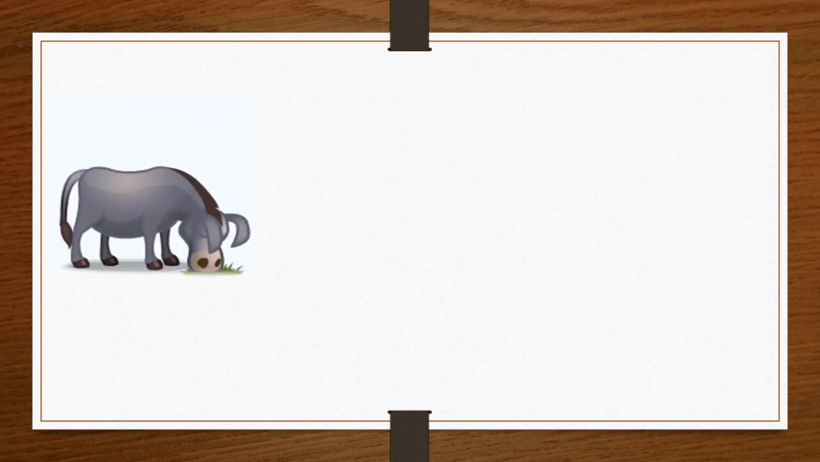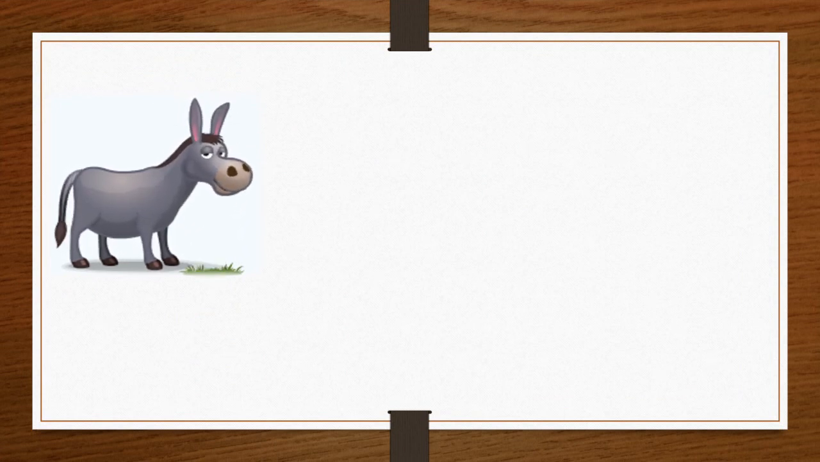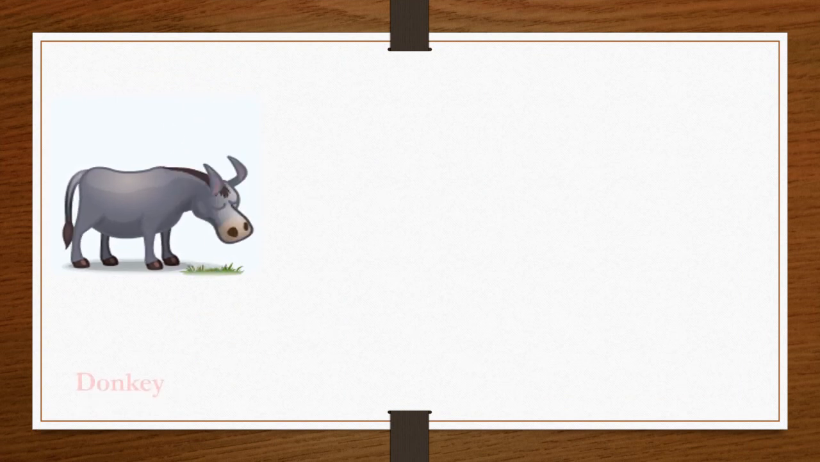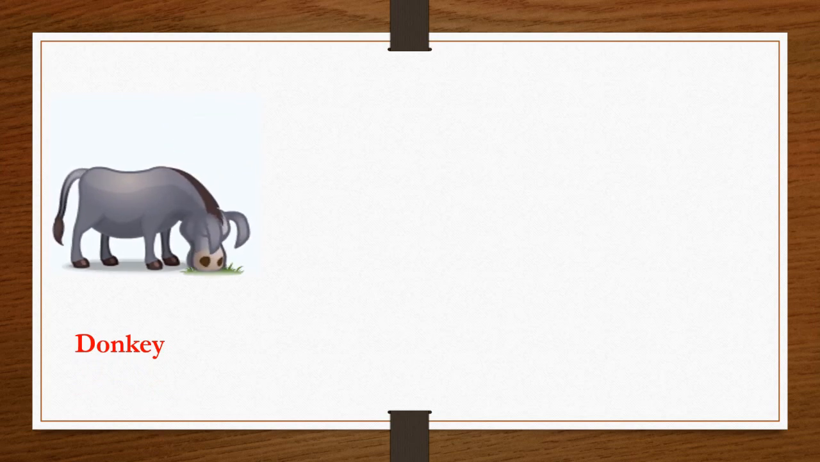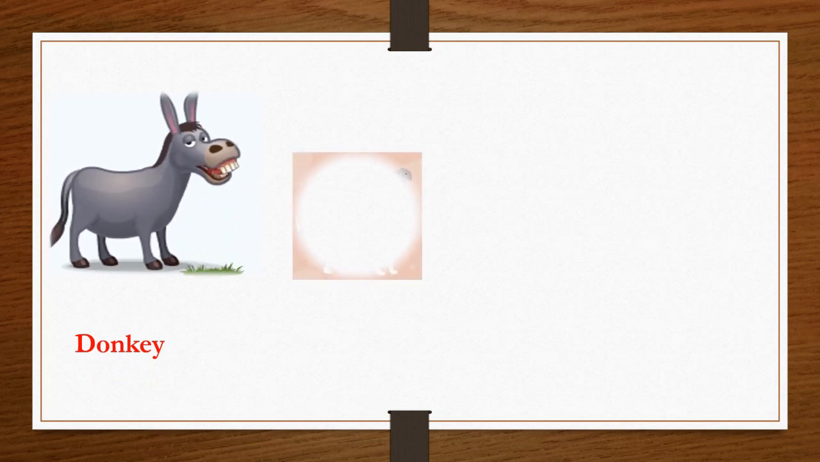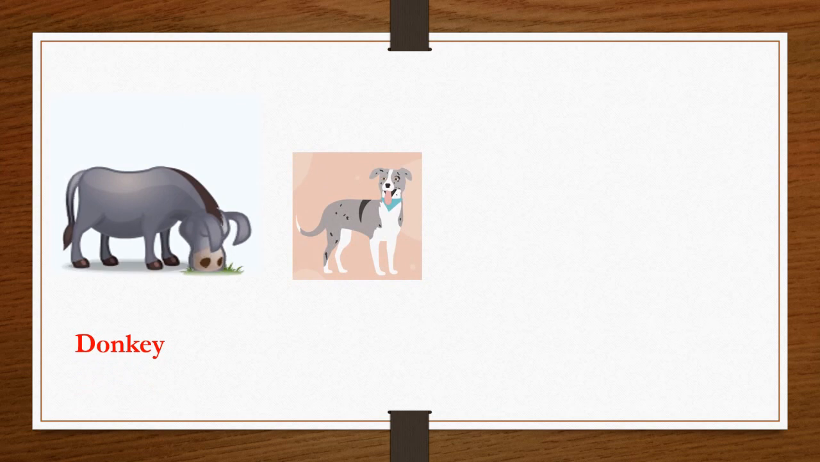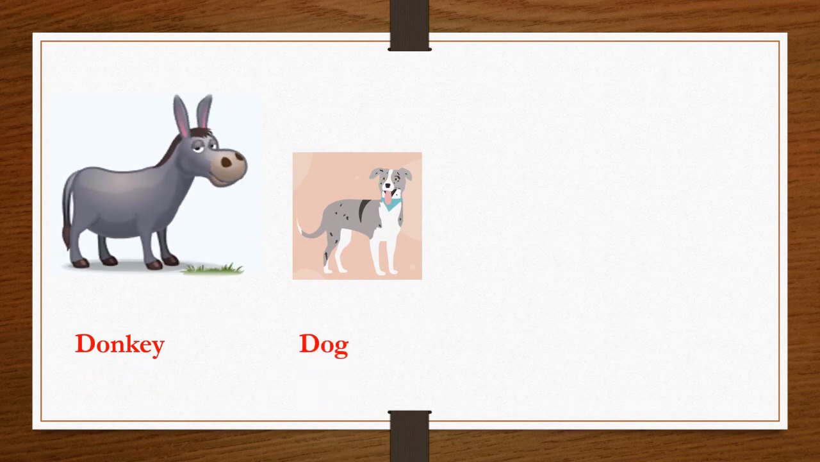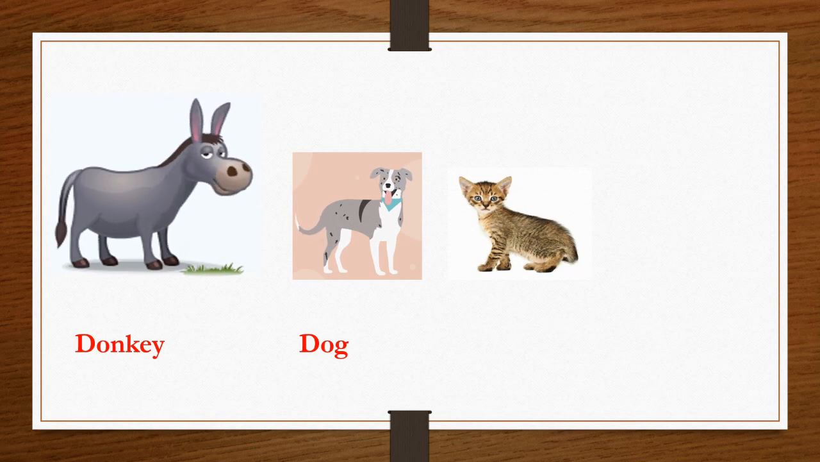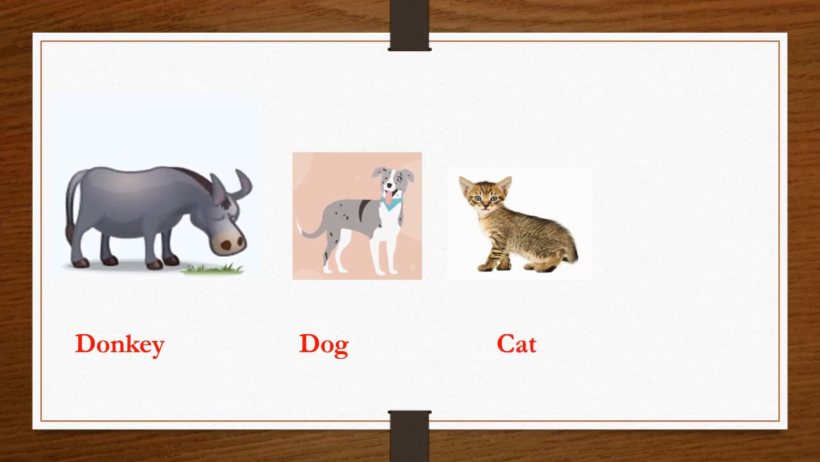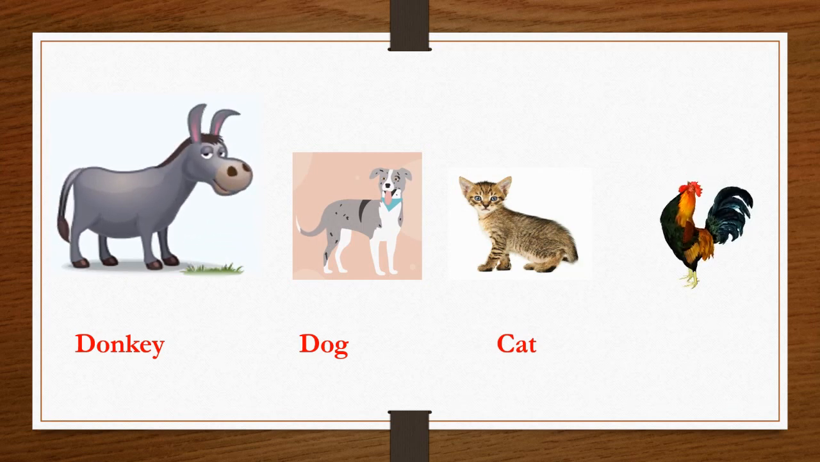So students, there are four main characters in this lesson. The first one is donkey. Second, dog. Third one is cat. And fourth one is cock.